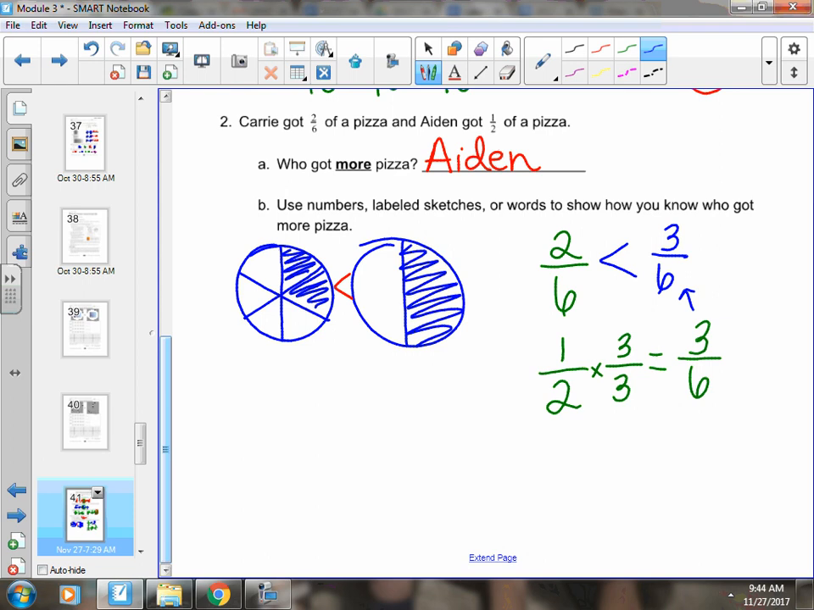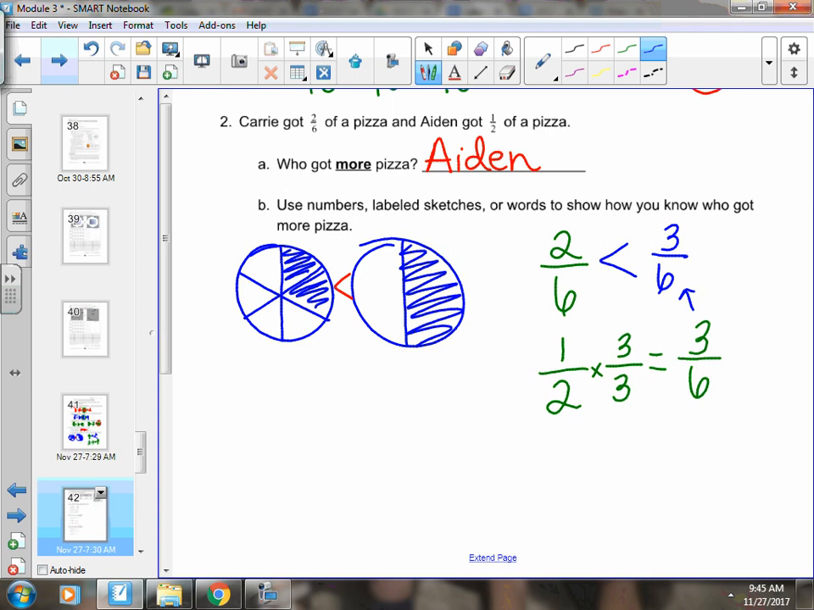Especially if your picture is not perfect. If you make the denominators the same, then you just have to compare the numerators. 3/6 is definitely bigger than 2/6. All right, on to the back.